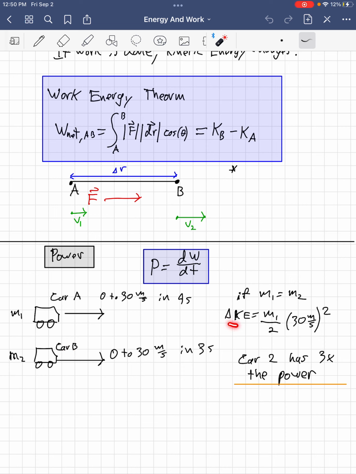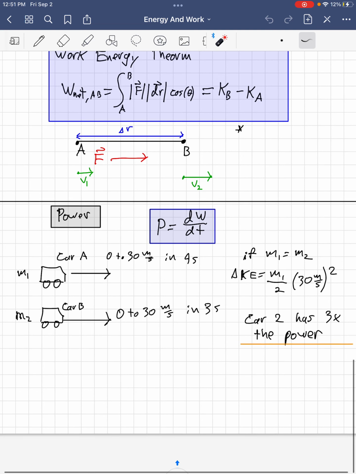So the change in kinetic energy between both after they go from 0 to 30 meters per second is the same, right? They both are going to have the same kinetic energy because their mass is the same and their velocity is the same. But car B did the work to get up to that speed 3 times faster. They got there in 3 seconds, whereas car A got there in 9 seconds. So car B has 3 times the power.